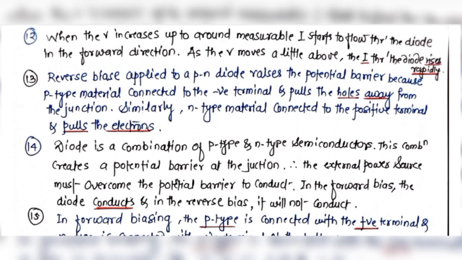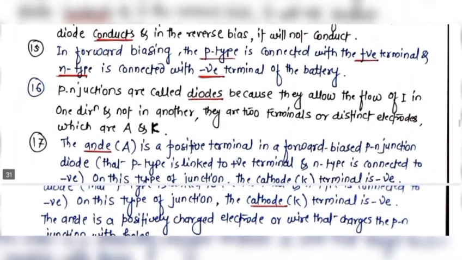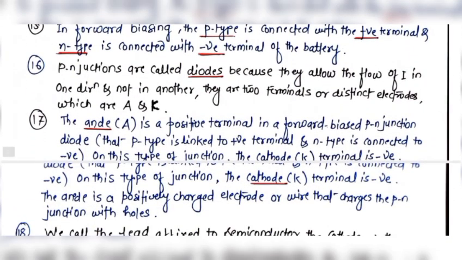Diode is a combination of p-type and n-type semiconductors. This combination creates a potential barrier at the junction. Therefore, the external power source must overcome the potential barrier to conduct. In the forward bias, the diode conducts, and in the reverse bias, it will not conduct. In forward biasing, the p-type is connected to the positive terminal and n-type is connected to the negative terminal of the battery.